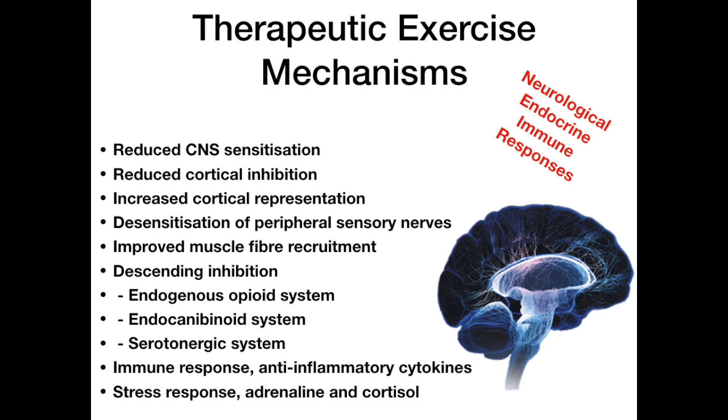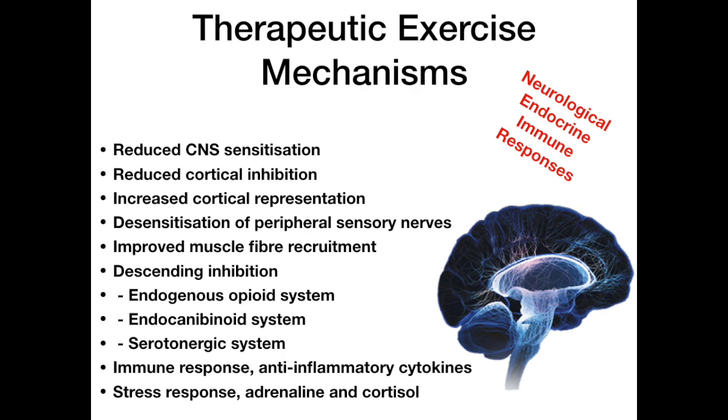Desensitization of the peripheral sensory nerves may also occur, as well as improved muscle fiber recruitment. So the same muscle tissue is performing at a higher level, or its dysfunction has been restored by normalization of the motor input. Next, we come to descending inhibition, and we can categorize this into three subcategories. One is the endogenous opioid system, the other is the endocannabinoid system, and the other one is the serotonergic system. Again, we'll talk about these further in lecture 3, where we look at exercise-induced hypoalgesia.